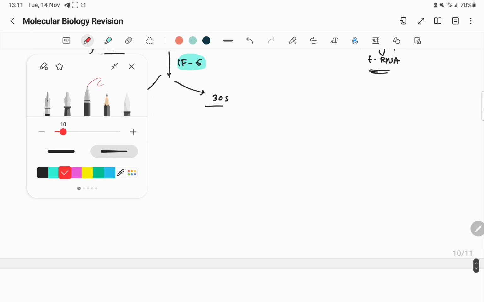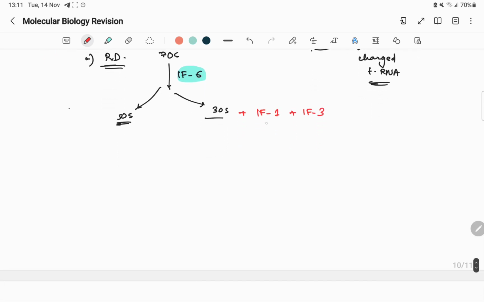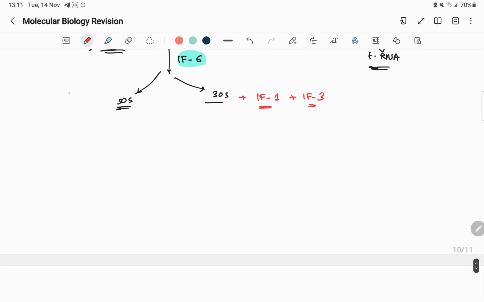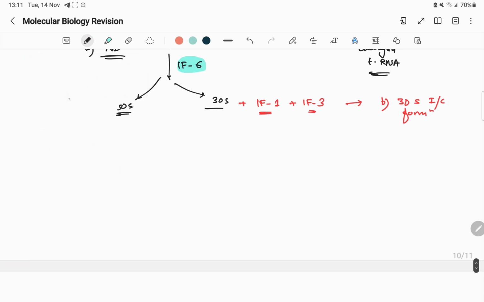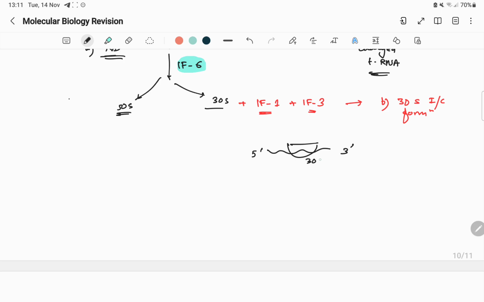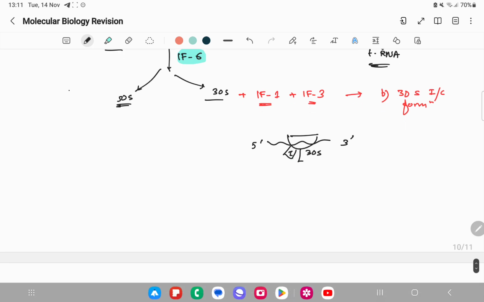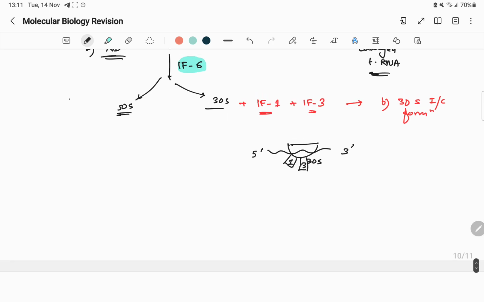Okay, then afterwards this 30S combines with initiation factor 1 plus initiation factor 3, to form this 30S initiation complex. So B, 30S initiation complex formation. How does the 30S initiation complex look? Just imagine this as the mRNA, and this is your 30S subunit attached here. Here you have IF1 and here you have IF3 attached to it. Okay, this is 30S initiation complex formation.